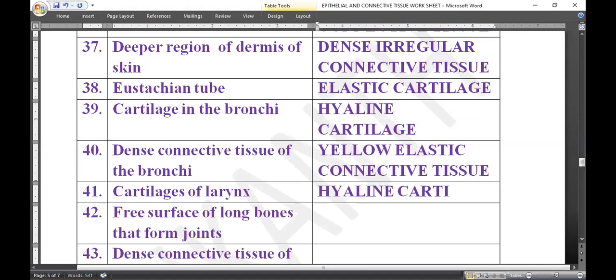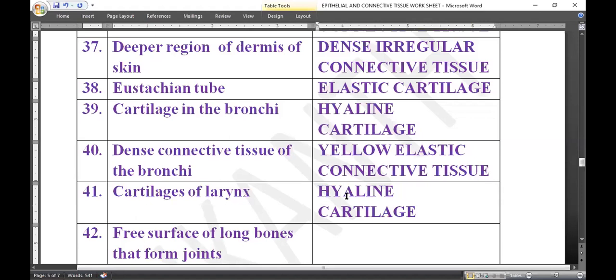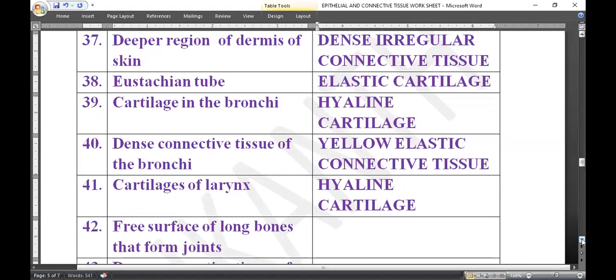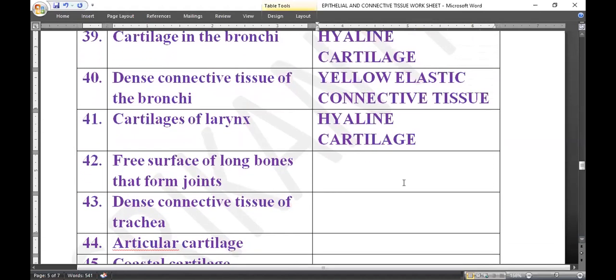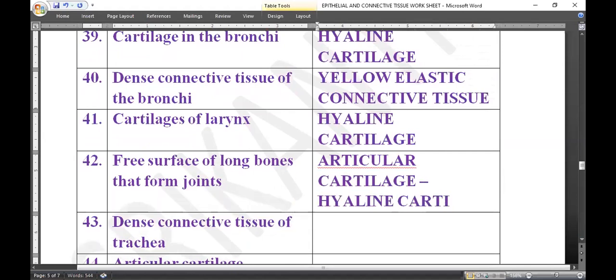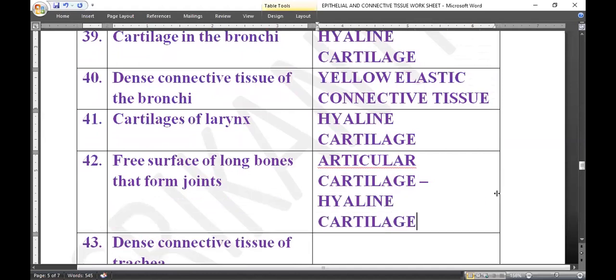Next, free surfaces of long bones that form joints. Hyaline cartilage. We have a specific name for that, isn't it? What do you say it as? Articular cartilage. You need to answer it as articular cartilage. It is called that, and it is hyaline cartilage.